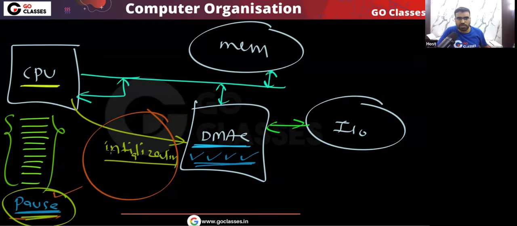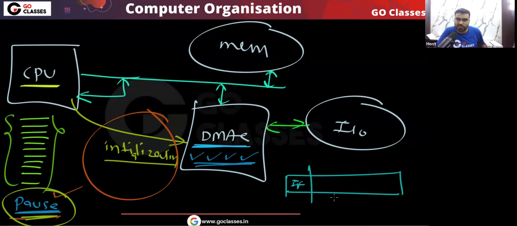Remember, there is no saving, there is no restoring, there is no interrupt, nothing. Now remember, also one more point. For example, during the instruction execution, for example instruction fetch, instruction decode, instruction execution, like this.